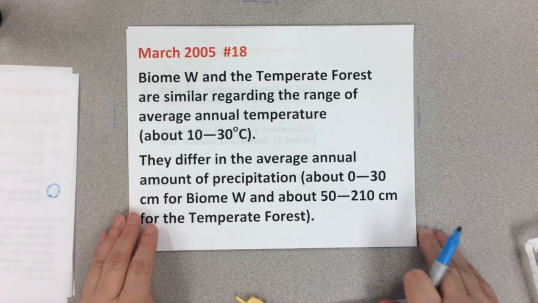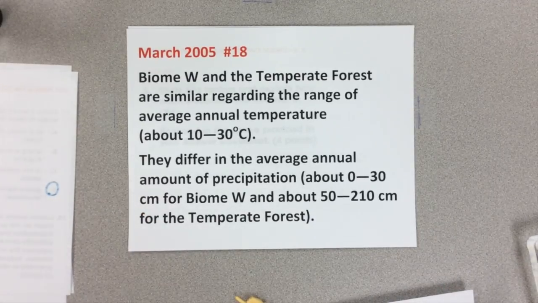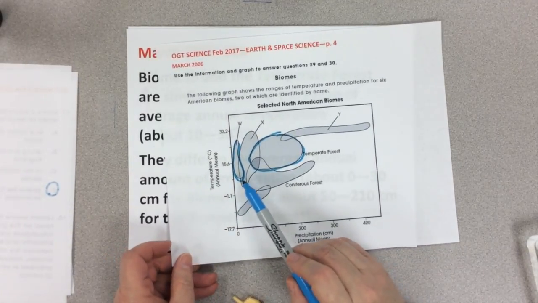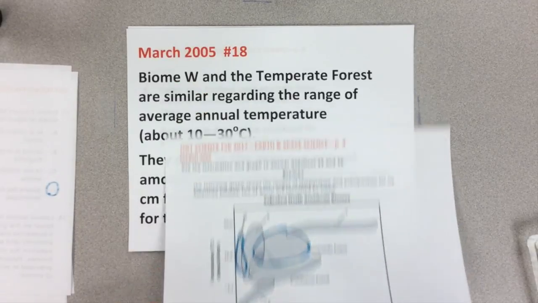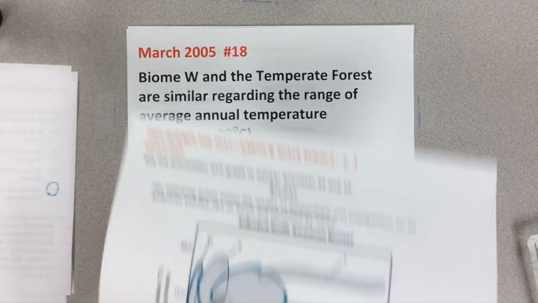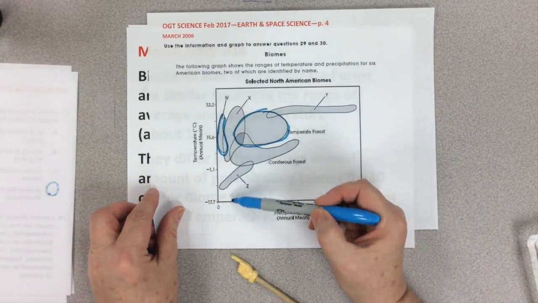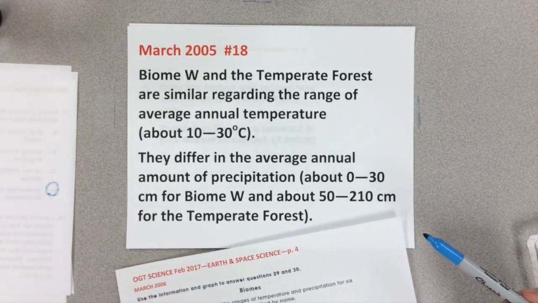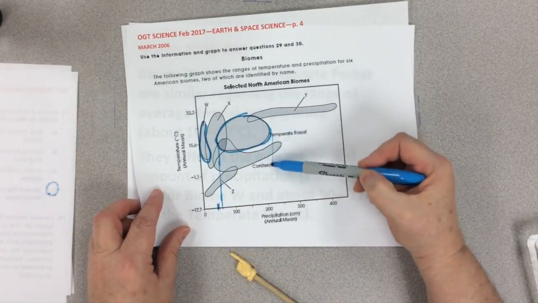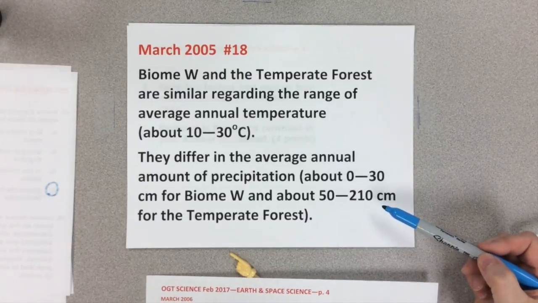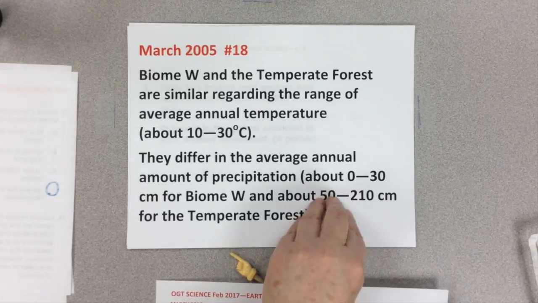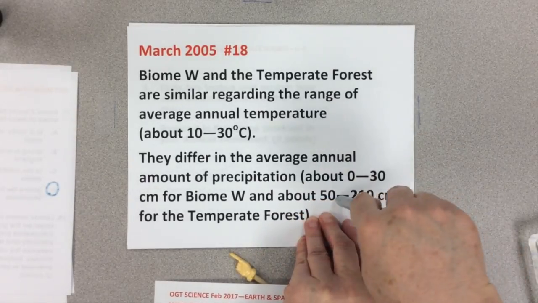Biome W and the temperate forest are similar regarding the range of average annual temperatures, about 10 to 30 degrees C. That's what I said, rounded off to about 10 to 30. They differ in the average annual amount of precipitation, about 0 to 30 for Biome W, which I estimated. And for the temperate forest, I said that would be about 50 to 210. So that's a big difference. There's no overlap at all in precipitation, but quite a bit in temperature. So I think that would be worth our 2 points, one similarity and one difference.